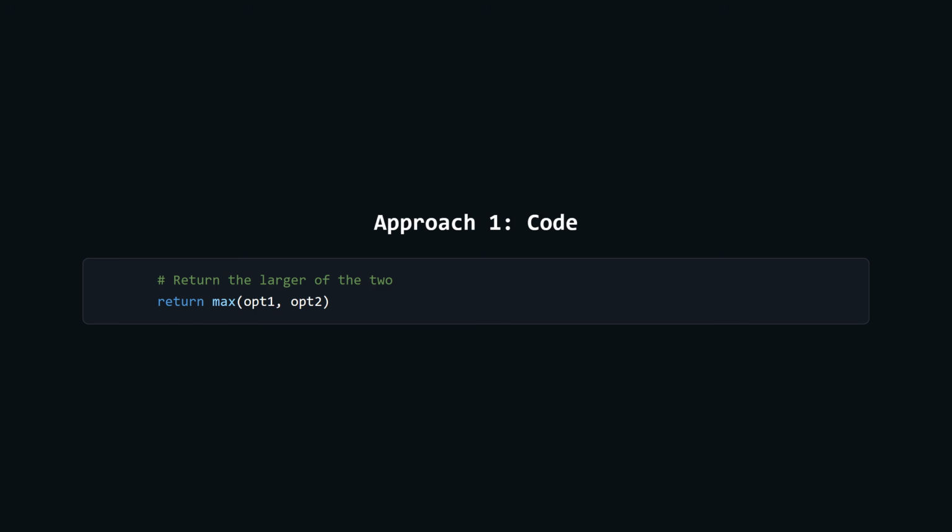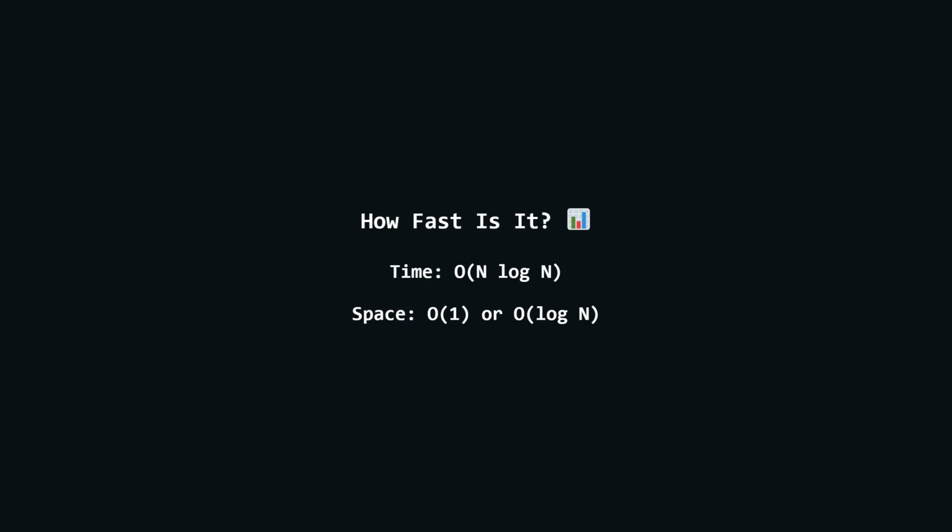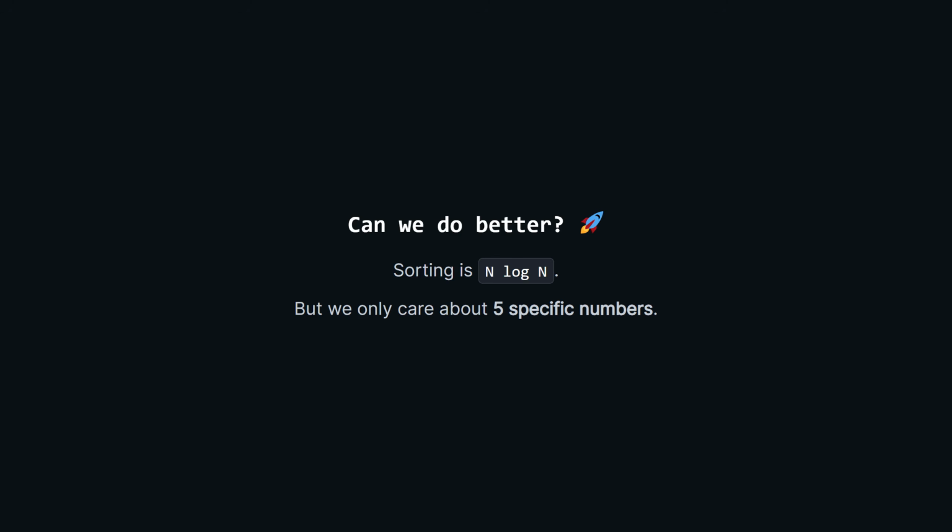Super clean and easy. But how fast is this? Sorting takes order n log n time. The space complexity depends on the language's sorting algorithm, usually order 1 or order log n. Order n log n is pretty good, but we can actually do better. We spent all that time sorting the entire list. But if you think about it, we really only care about finding 5 specific numbers.